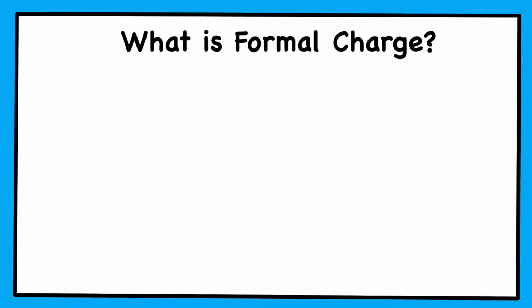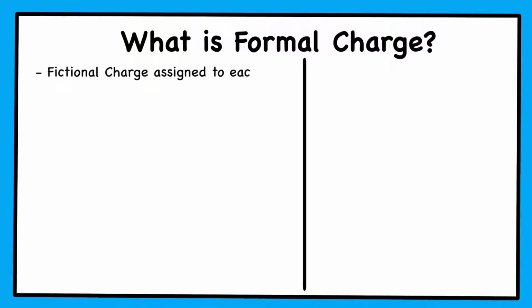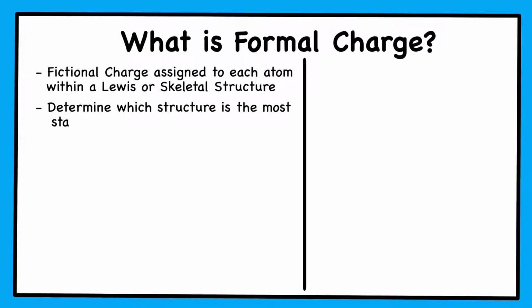The first thing we're going to talk about with formal charge is what exactly is it? Formal charge is a fictional charge assigned to each atom within a Lewis structure, which allows us to distinguish amongst competing Lewis structures or competing skeletal structures. The formal charge allows us to determine which resonance form of a Lewis dot structure is the most stable, or even what configuration of atoms would create the most stable compounds.